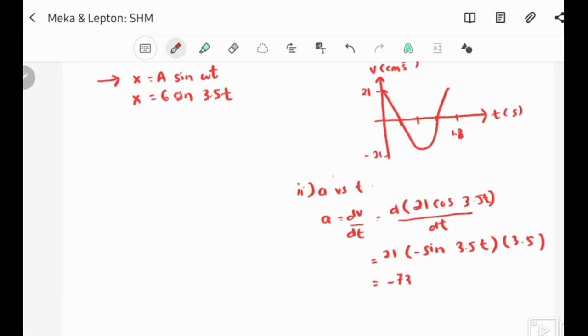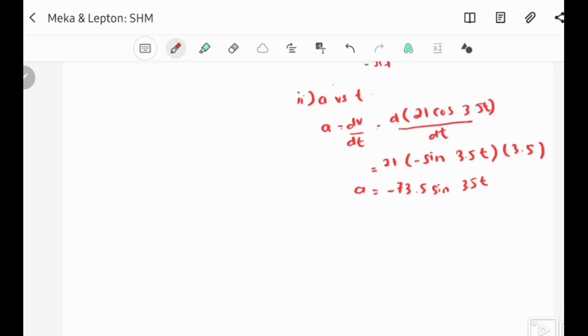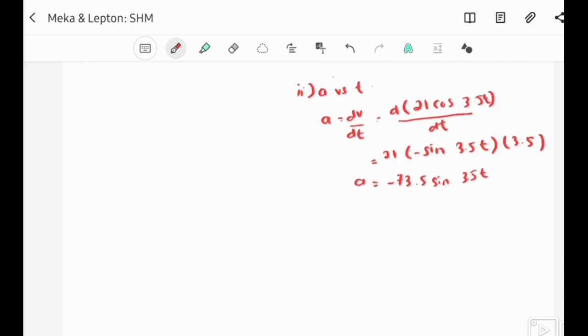negative 73.5 sine 3.5t. This is the equation for a against t. So we already have our equation.